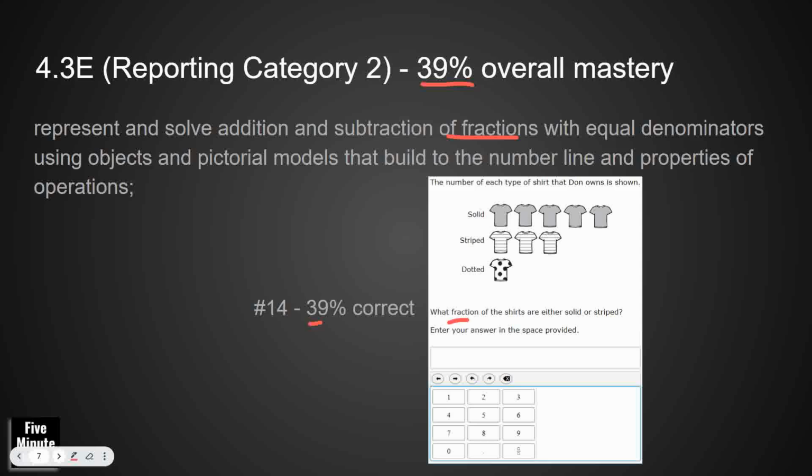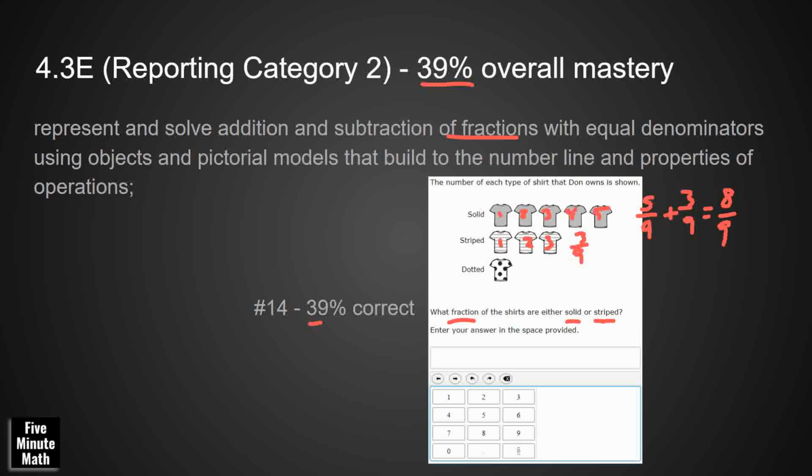Watch, what fraction of the shirts are either solid or striped? Well, when we have a fraction, we know we have a numerator and denominator. So the way that STAAR wants you to do it is this. How many solid do we have? I've got 1, 2, 3, 4, 5 out of 6, 7, 8, 9. Okay, 5 ninths. How many striped do I have? I've got 1, 2, 3. I've got 3 ninths. So 5 ninths plus 3 ninths, right? That's going to equal 8 ninths.